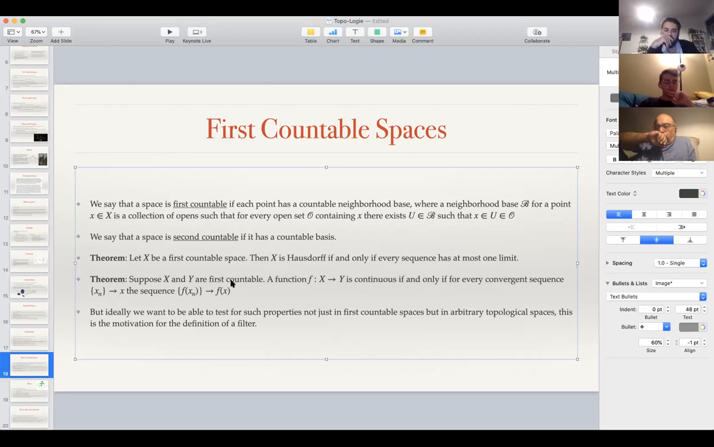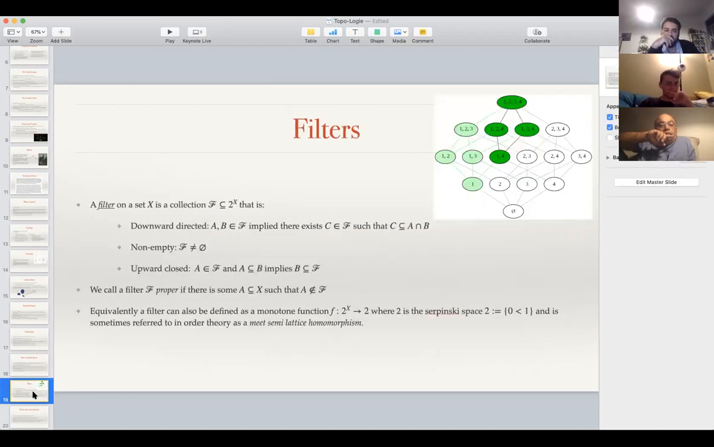So something like first or second countable is not something we want to keep, which is what motivates the definition of a filter. A filter is going to be a downward directed, non-empty, and upward closed poset on the power set. What this means is that the upward closed means it's always going to contain larger sets if I have something. So it goes all the way up. This is in the sense that Badiou talks about it as being large sets.